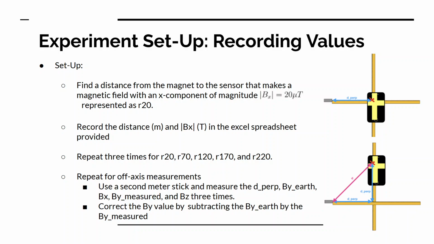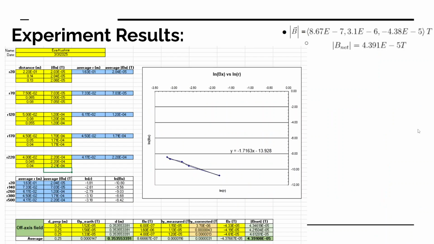And then we have to repeat this for off-axis measurements. We have to use a second meter stick to measure the distance perpendicular, the Earth's field, Bx measured, and Bz 3 times, and then we have to correct the By values. So these are the experimental results.